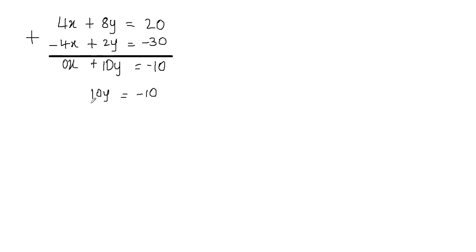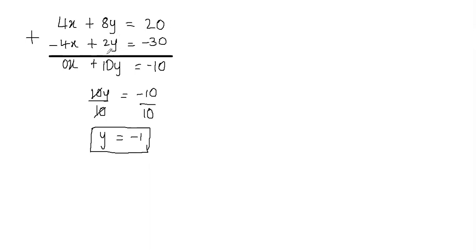To solve this equation for y, I will need to isolate y. So I'm going to divide both sides of my equation by 10. This 10 and this 10 will cancel out each other. We'll get y is equal to negative 10 divided by 10, which is negative 1. So I got the value of y, which is equal to negative 1.